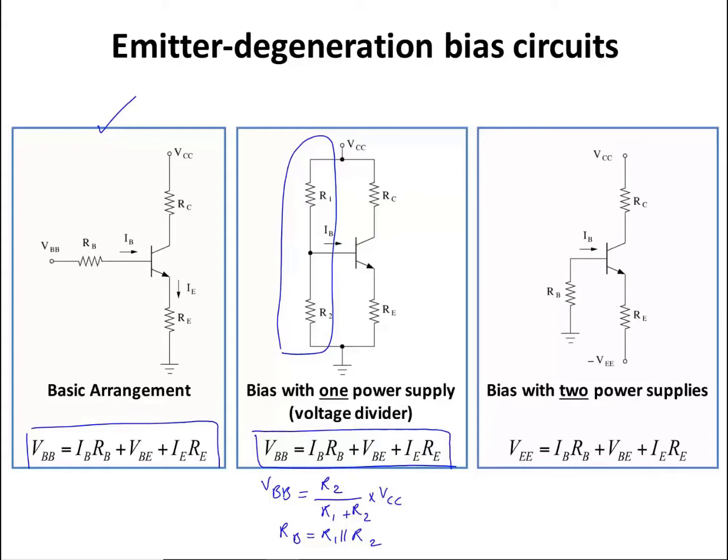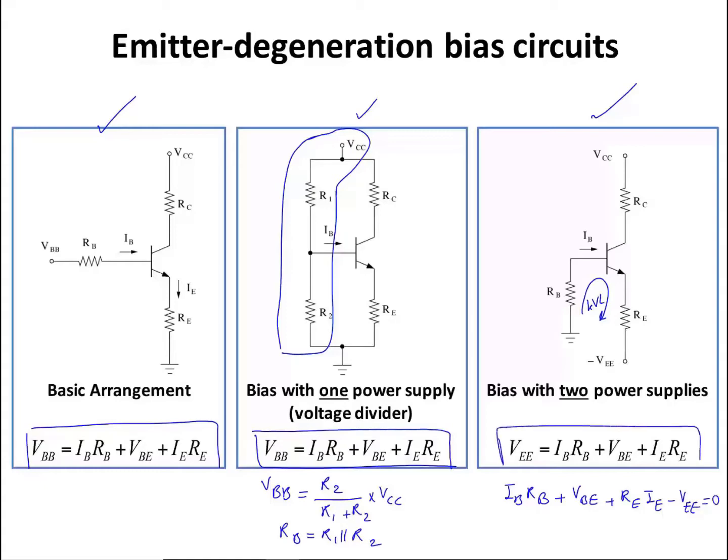These are the parameters in this KVL equation. We already saw how to find the Thevenin equivalent of this voltage divider circuit. Let me expand this one so it includes this VCC. Now the middle circuit can be built using one power supply. The other configuration uses two power supplies, which is this one here. I can write the KVL in this base emitter loop, and if we do so, I base multiplied by R base plus base emitter voltage plus RE multiplied by IE minus VEE is equal to 0, which is the same equation that you have here.